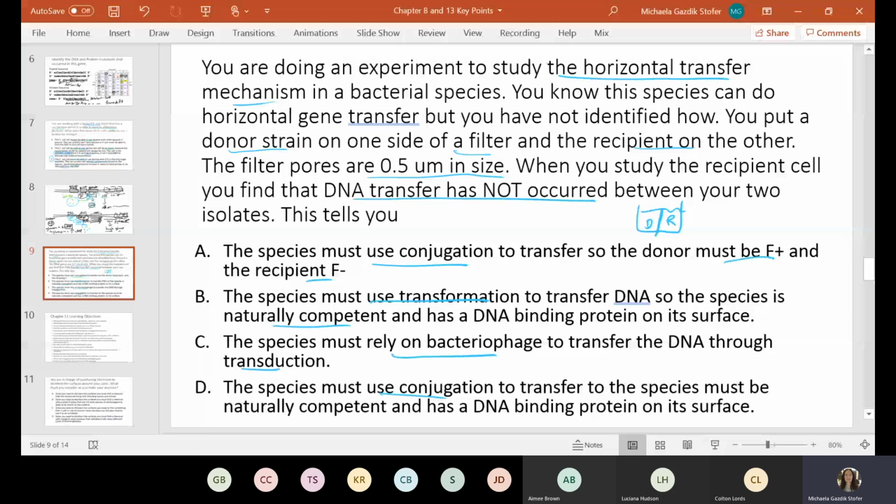Okay, so this is conjugation. The reason it is conjugation is this filter with a pore size of about 500 nanometers would allow viruses to get through. Okay? So viruses are typically smaller than that. So viruses would be able to go back and forth here. It's also definitely small enough to let DNA go through. And so because DNA transfer didn't occur, the only one that's left there is conjugation. Remember, conjugation requires cell-to-cell contact, and your bacterial cells cannot go back and forth, which means it must then be conjugation.